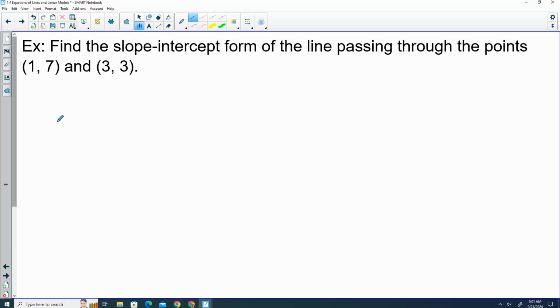All right, so let's try some examples. And like I said, if we need more on anything, I can give you more. Find the slope-intercept form of the line passing through the points (1, 7) and (3, 3). What's the first thing we have to do to write this equation? Okay, so get our slope. And we talked about that Friday.